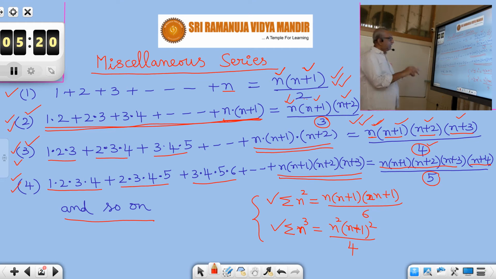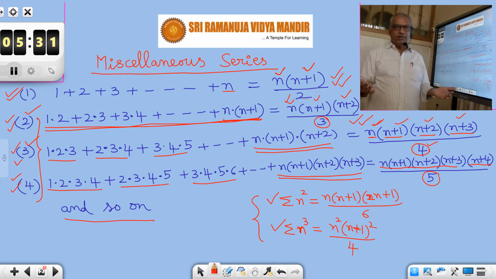But here we are going to find these sums. The first one is okay, everybody knows. I want to prove the second, third, fourth, etc. in a different way, not using sigma n square and sigma n cube. So let us go to the next page and prove the second one. What is the second one? 1 into 2 plus 2 into 3, and so on. So let us go to the next page.